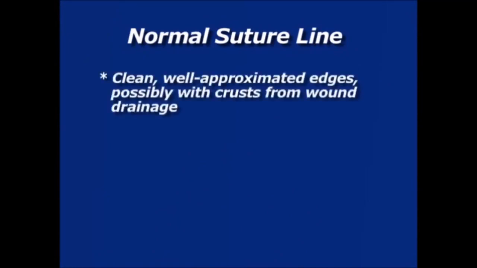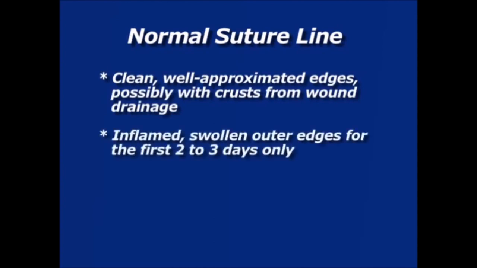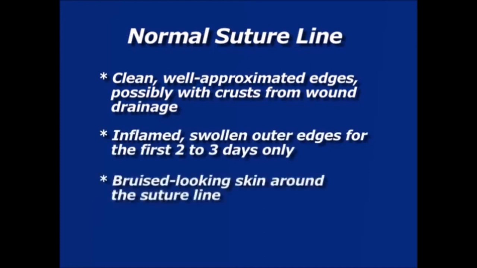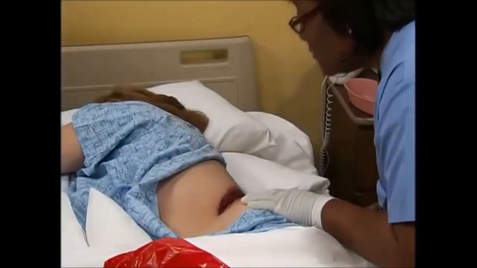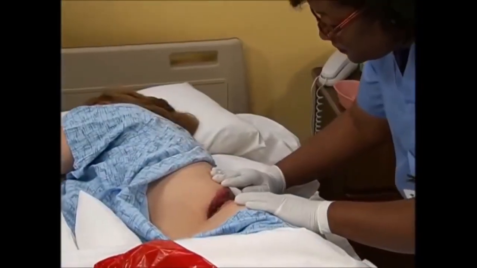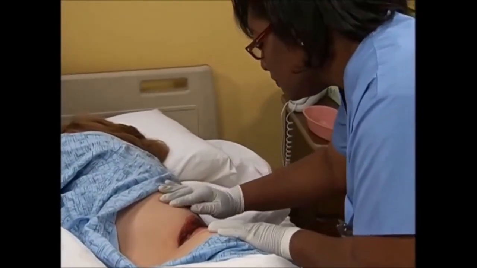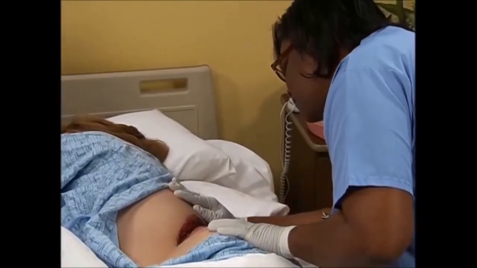If a suture line exists, inspect that next. Normally, it may have clean, well-approximated edges, possibly with crusts from wound drainage, inflamed, swollen outer edges for the first 2 to 3 days only, and bruised-looking skin around the suture line. Now assess for any odor and describe the wound color, which represents the balance between necrotic tissue and new scar tissue.